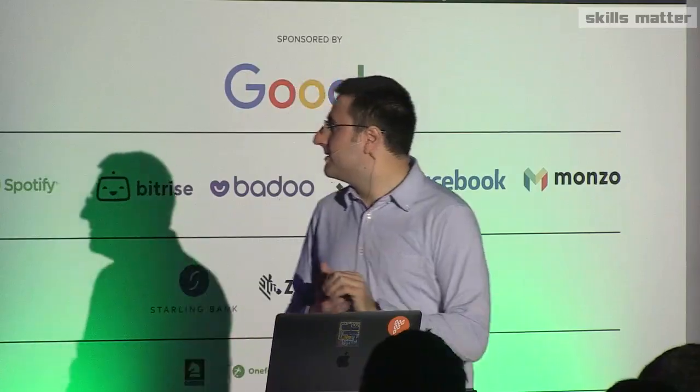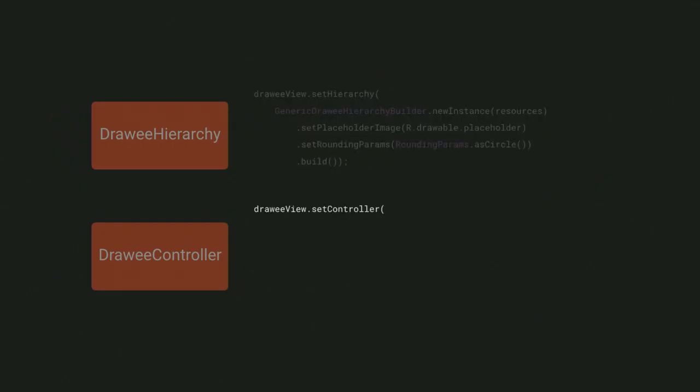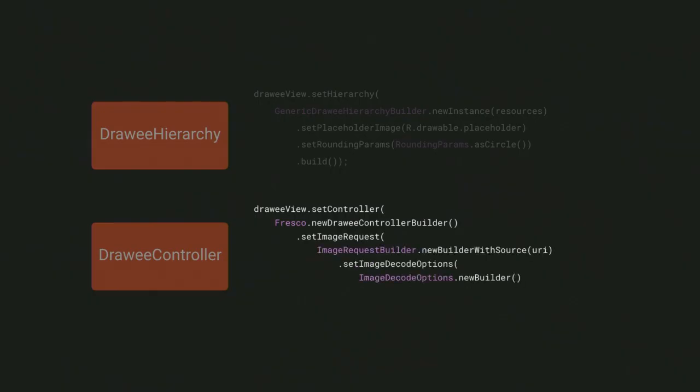And if you look at the code for this, if you want to do this with the draw hierarchy, you would just generate a new hierarchy, set the placeholder, set the rounding parameters, and everything would be set up. But if you want this for the controller, since we didn't add specific APIs for this, you would have to do something like this. You set the controller, create a new draw controller builder, which again gets the image request, which has some image decode options, which is the second parameter that I mentioned when I explained the custom decoder. And there you can set your bitmap transformation, where you would set your circular bitmap transformation and build all of that. So everything is really nice and separated.